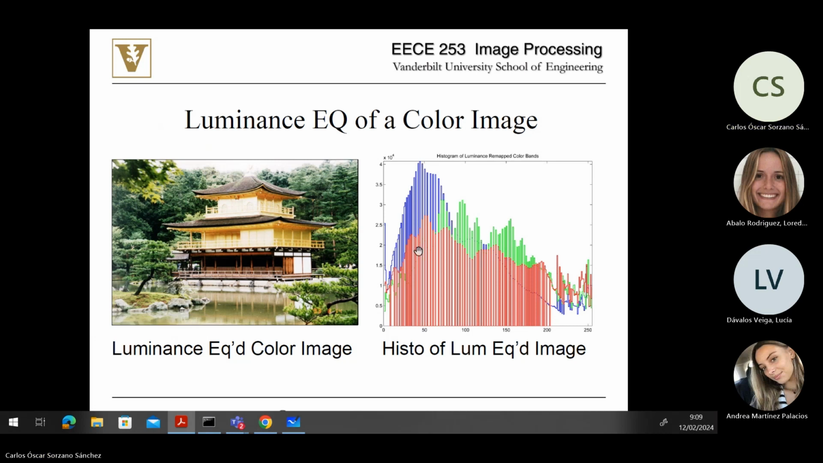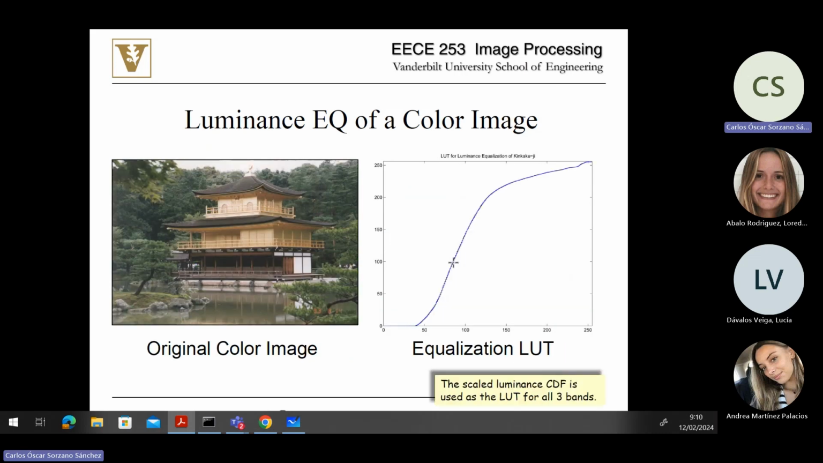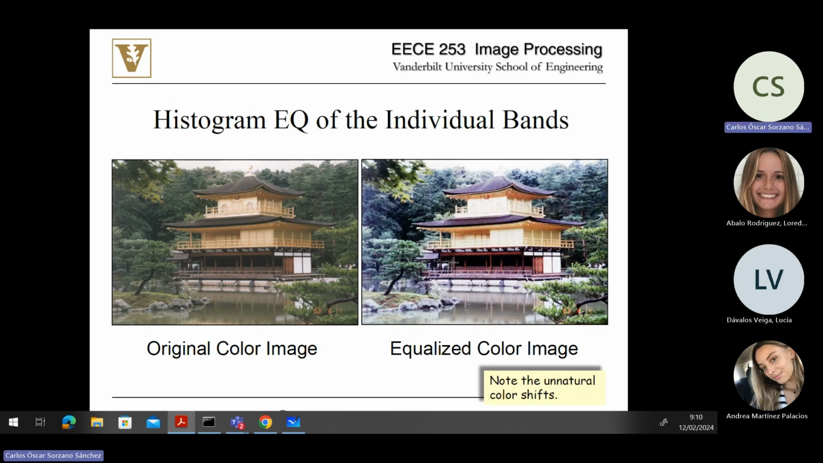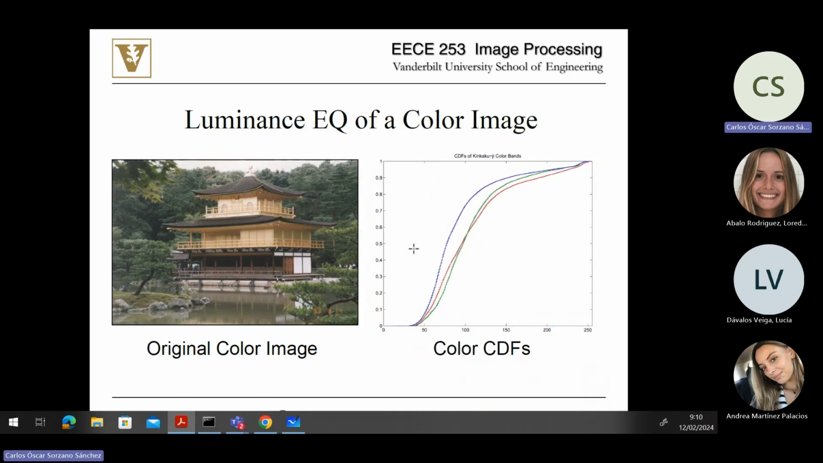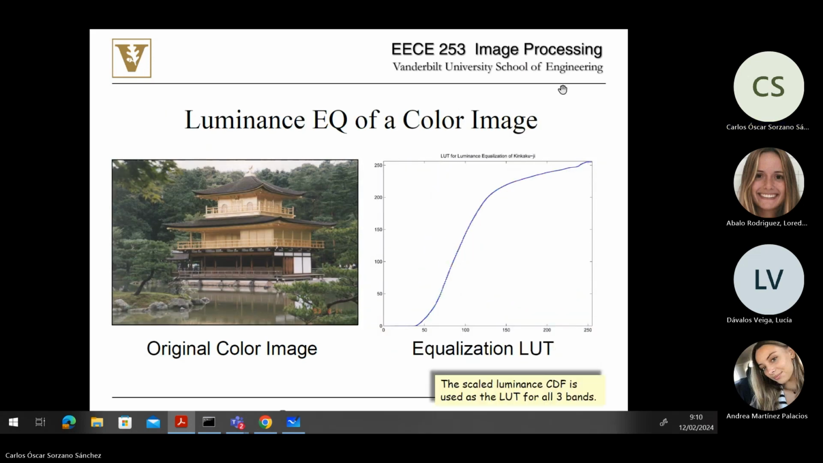Depending on what your purpose is and what kind of images you have, what is important here is that you can use independent CDFs for each one of the channels, like this one, or you can use the same CDF for all channels. You can be very creative and take the CDF from the luminance, the CDF of the value, the CDF of whatever.